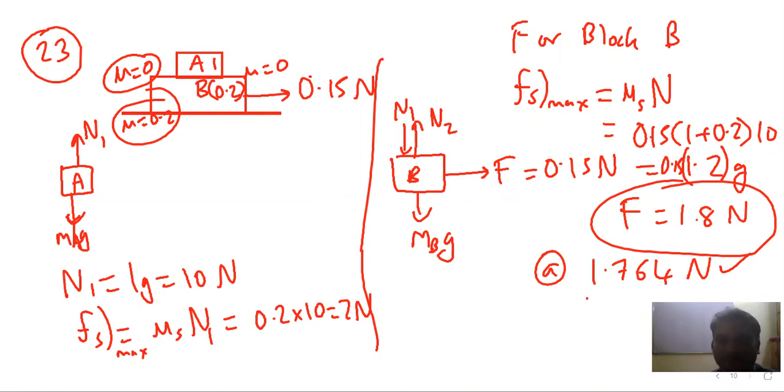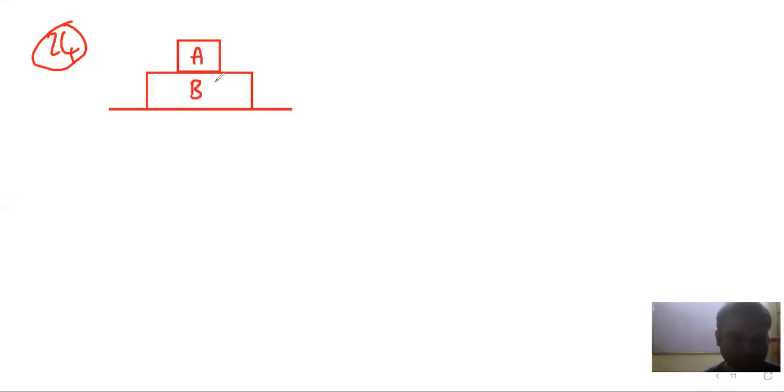Now, let us move on to the next question, which is question 24. In question 24, we are given a diagram like this. We have two blocks A and B.